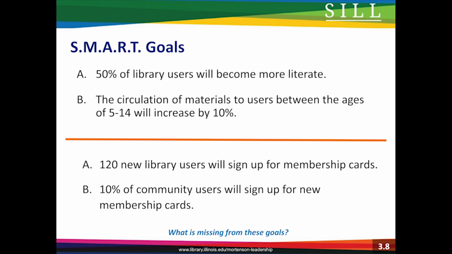Answer A. Again, because it's easier to measure. You know that you can count to the 120, you know exactly when you've reached that goal. It's very hard to say how many people are in your community and to know whether 10% is a goal that you can reach. So looking at these 4 goals, what's missing from these 4 goals? And the answer to that should be, from your participants, timeline.